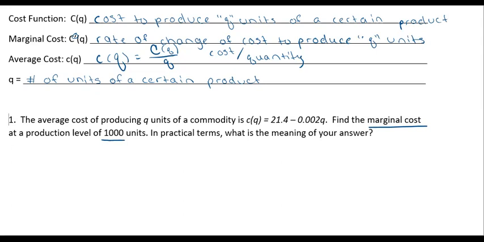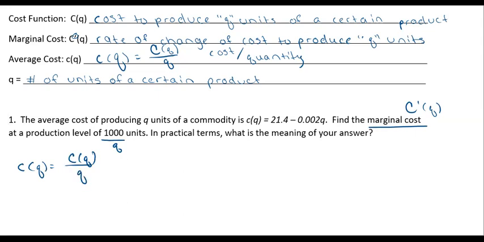So marginal cost is C prime of Q. So we need to find C prime of Q, and we know that we have 1,000 units. So our 1,000 is going to be Q. So we have the average cost. So the average cost of producing Q units of a commodity is this. But if we're looking for the average cost, then that means we need to start with our average cost equation. So C of Q, remember, is big C of Q divided by Q.